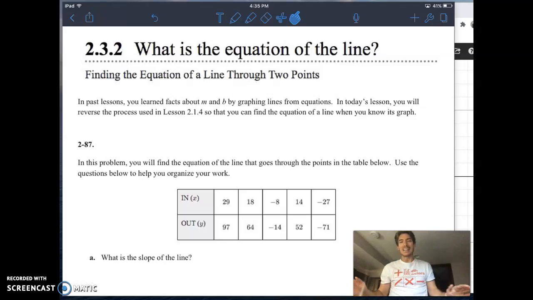It is the last section, the last day, the last unit, the last digital distance delivery of our linear relationships unit for our CPM Common Core Algebra text.